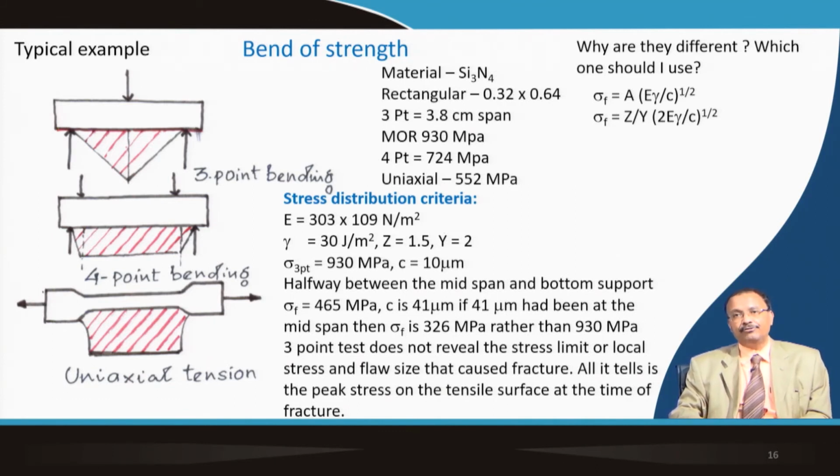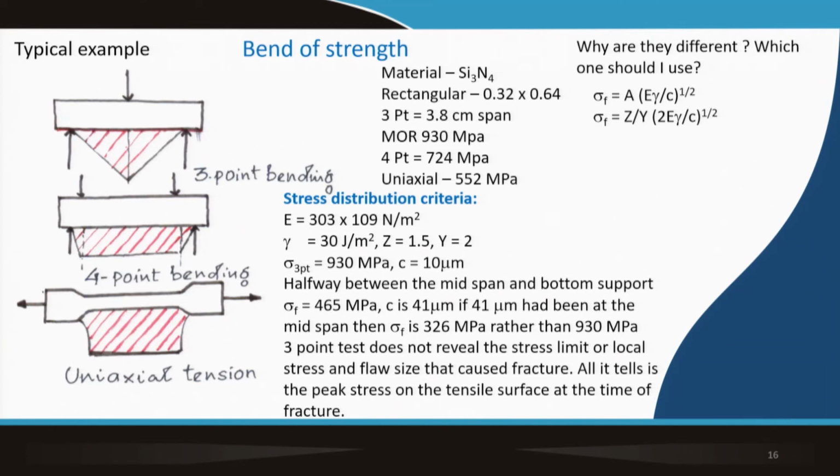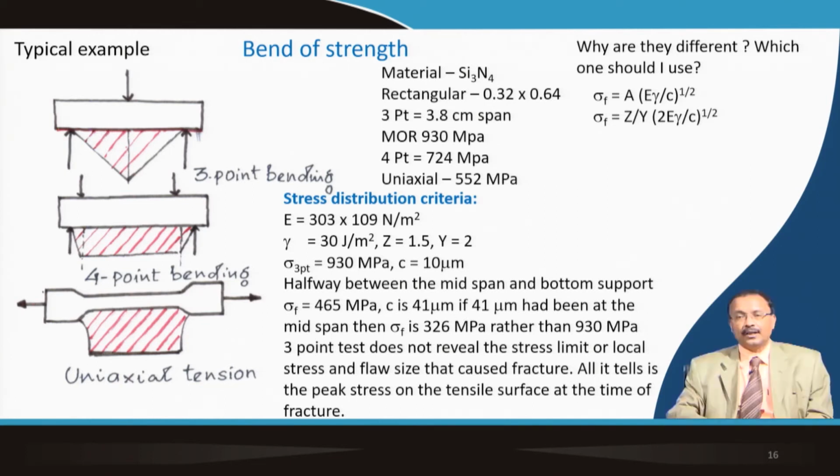And in case of the fracture stress, if it is 930 megapascal, if you convert it to the corresponding crack, it is about 10 micron. So, halfway between the mid span and the bottom support, your sigma fracture value is 465 megapascal, then the C value is 41 micrometer. So, it tells that if 41 micrometer had been at the mid span, then your sigma fracture would have been 326. You can calculate it from this formula. So, it will not be 930.